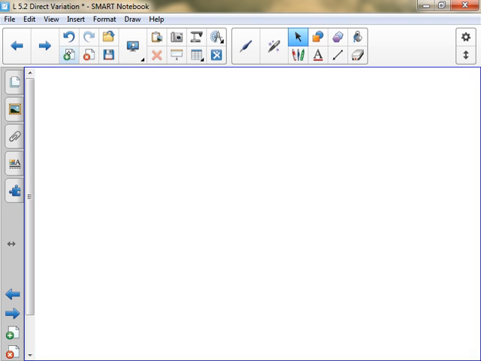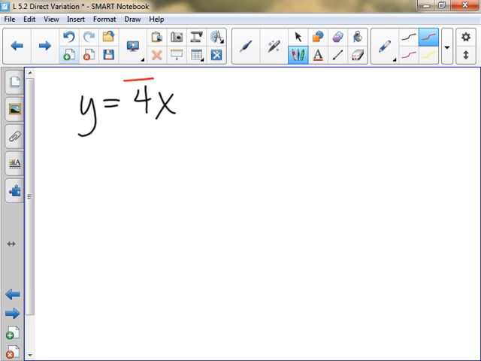So here are a bunch of examples to get you used to what a direct variation equation looks like. Y equals 4x. This is a direct variation equation. The constant of variation is 4. Y equals 1/3 x is also a direct variation equation. The constant of variation is just 1/3.